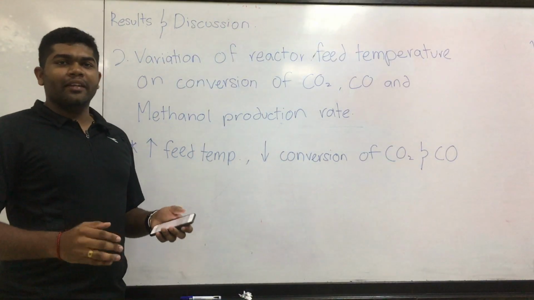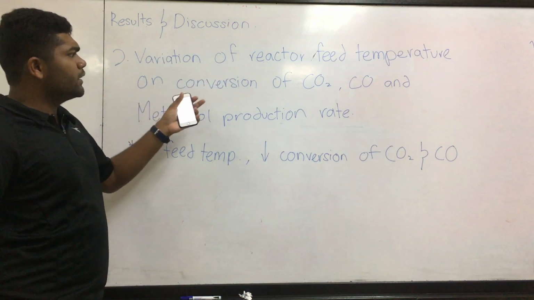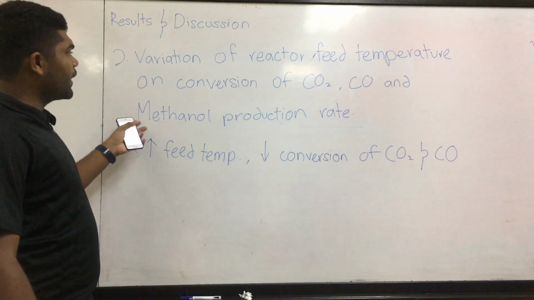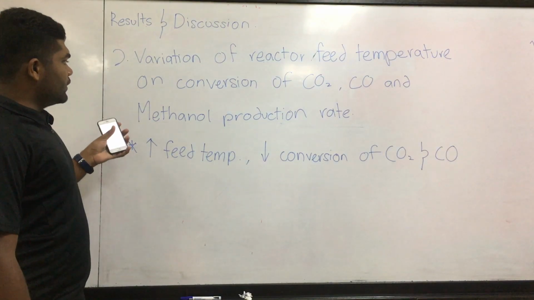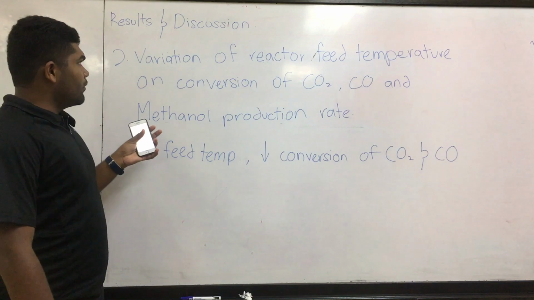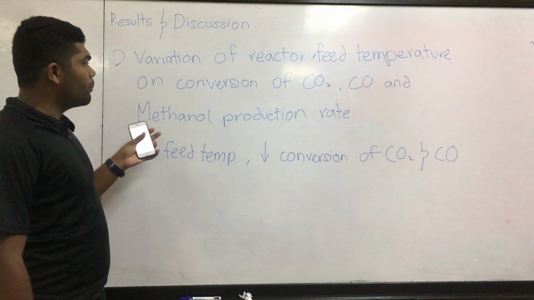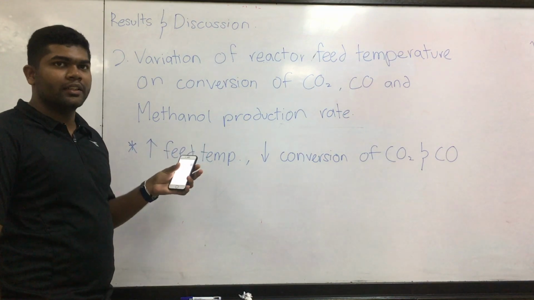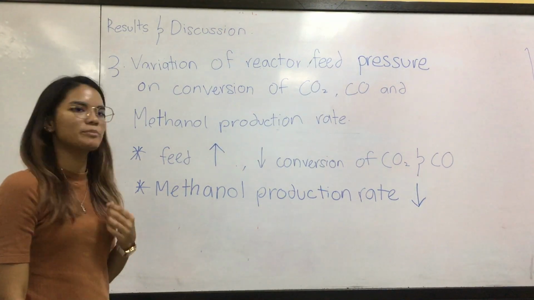The second parameter I'll be discussing is the variation of reactor feed temperature on the conversion of CO2, CO and methanol production rate. From the graph, we can conclude that as the feed temperature increases, the conversion of CO2 and CO will decrease, whereas over the temperature range that we tested, from 10 degrees Celsius to 50 degrees Celsius, the methanol production rate remains constant.